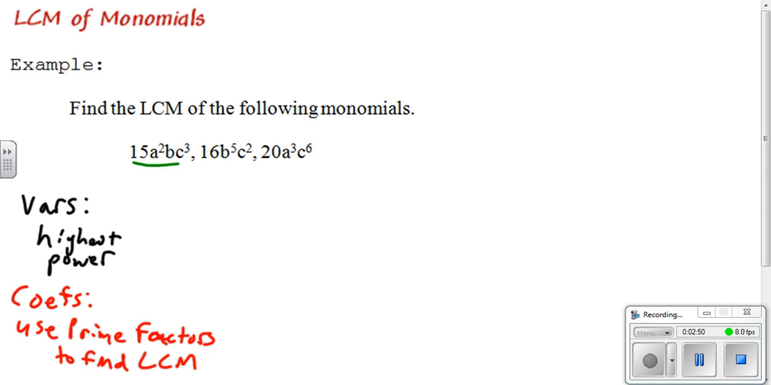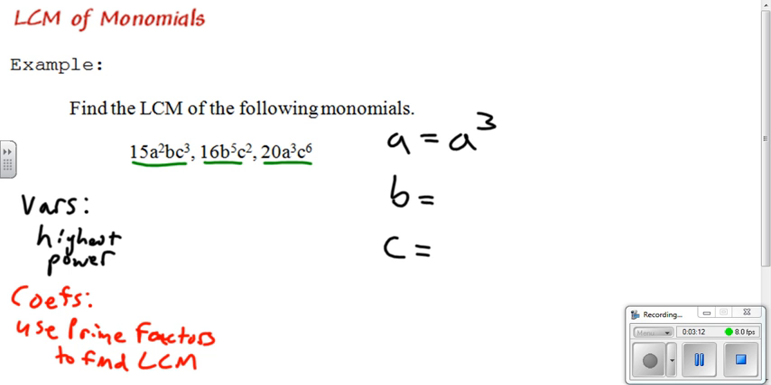Okay, so let's see how that works in this case. If we have this piece, and this piece. Let's look at our variables. We have A, B, and C. Well, in one case we have A to the 2, A to the 0 in our second one, and A to the 3. So we're going to use A to the 3.